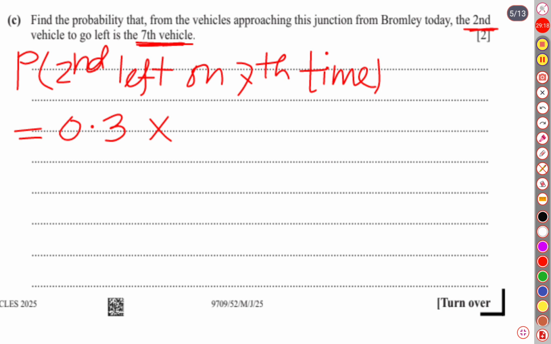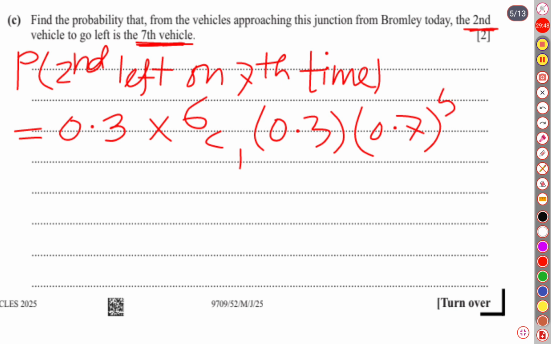But among the first 6 vehicles, we don't know which one is turning left, but there is one vehicle turning left. So out of six only one vehicle is turning left. So this is somewhat a combination formula. Out of 6 only one is turning left, and for turning left the probability is 0.3, and for not turning left it is 0.7 raised to how many times? 5 times. Okay, so this is actually a combination of binomial as well as simple probability.